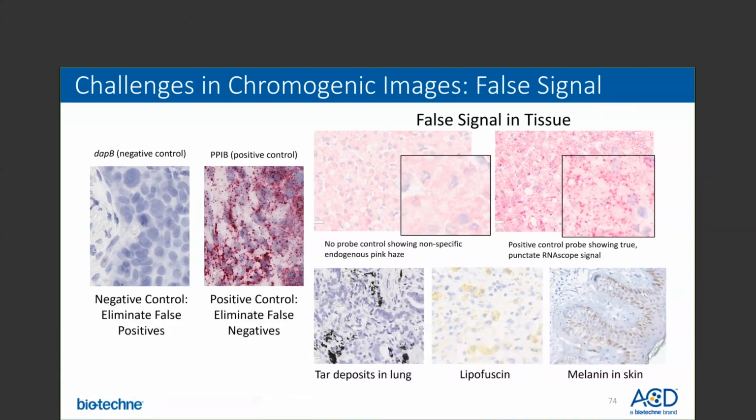There are other structures and tissues which may have colors, like the example seen here with tar, lactophysin, and melanin. These are easily distinguishable from red color, but they may be difficult to separate from brown signal. So for these kinds of tissues, we would not recommend using the brown chromogenic assay.